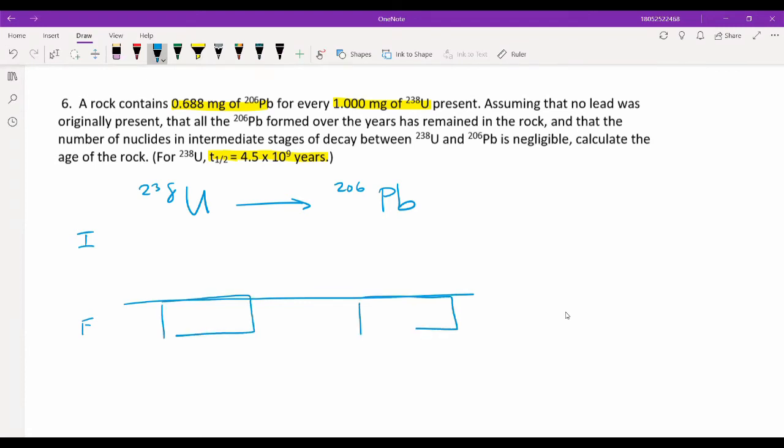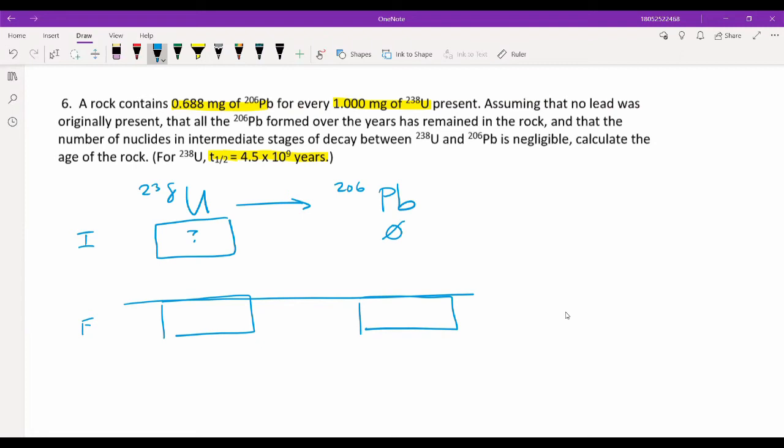And as it says in the problem, what we're going to assume is that the initial amount of the lead is 0. It just starts with uranium, and this uranium is what's producing the lead. So the lead is made from that. So we're going to have to figure this out. We don't know this initial amount.